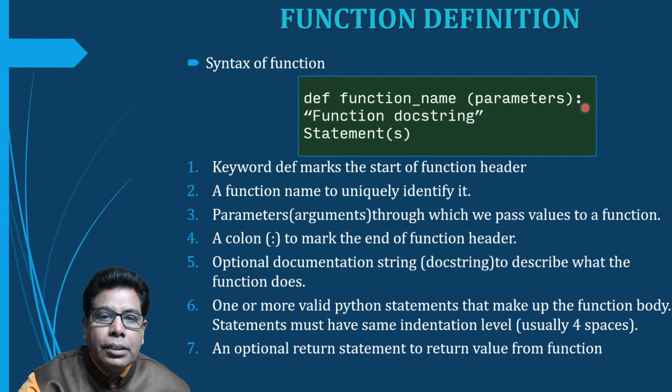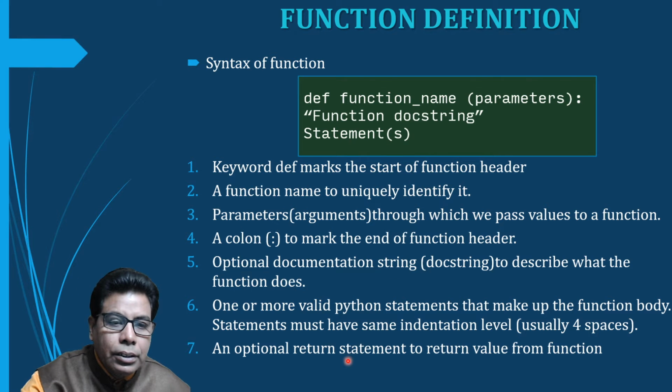So this is the end of the function header, and after that we have the function docstring. It is nothing but the documentation string to describe what the function is doing. And then after that we have the statements, or even a single statement is possible in a function, and then an optional return statement to return the value of the function. That is the last step in the function.